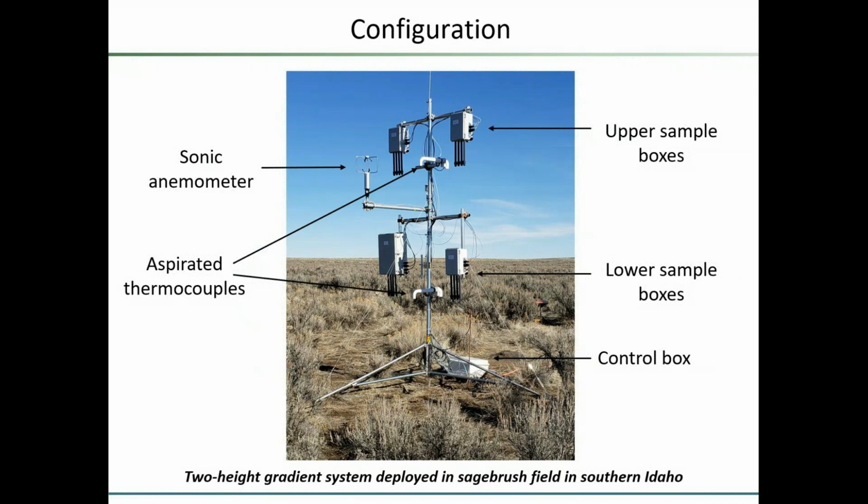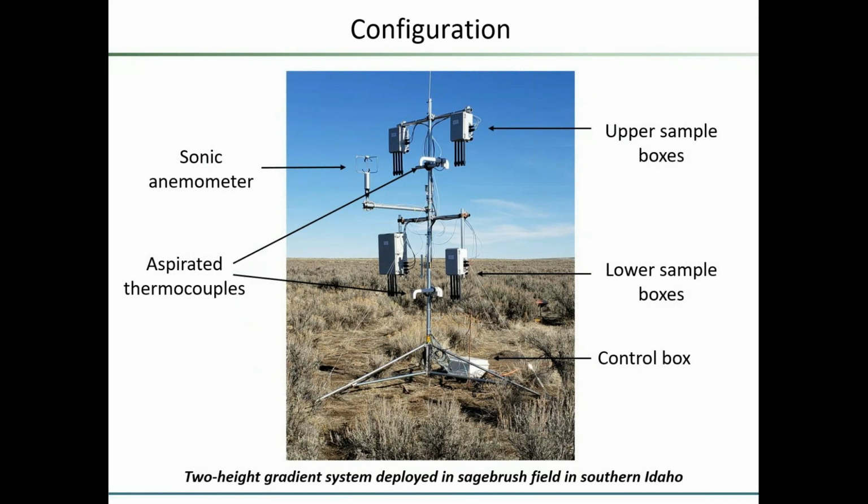But here's what the system looks like in a giant sagebrush field. And you can see the upper and lower sample boxes. So these are the boxes that contain the sampling devices onto which we collect the gases and aerosols to quantify the concentration gradient. We have a control box there on the ground that has a data logger in it that is collecting the micrometeorological information and then using that to tell the valves in the sample boxes which channel to sample.